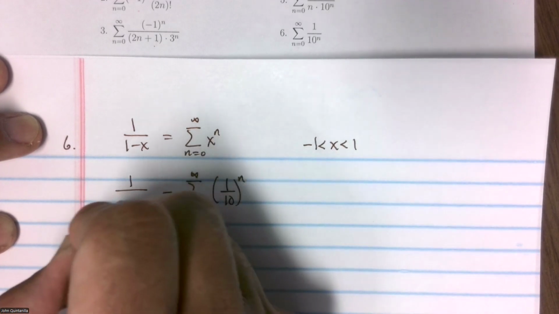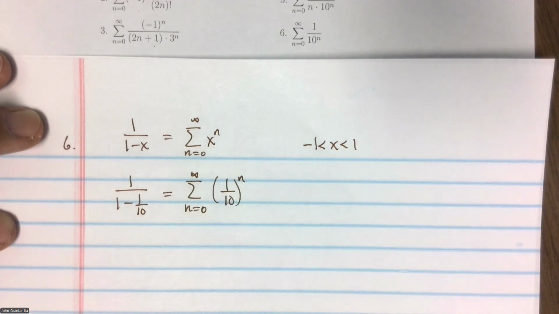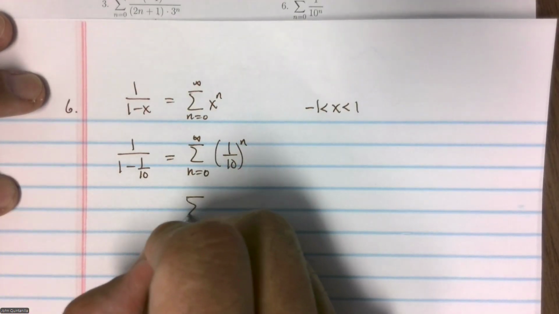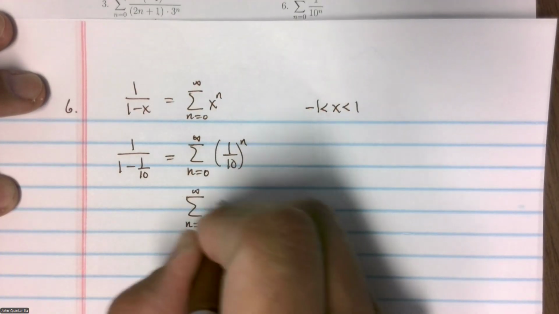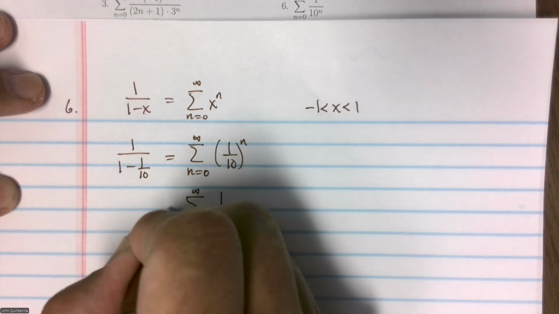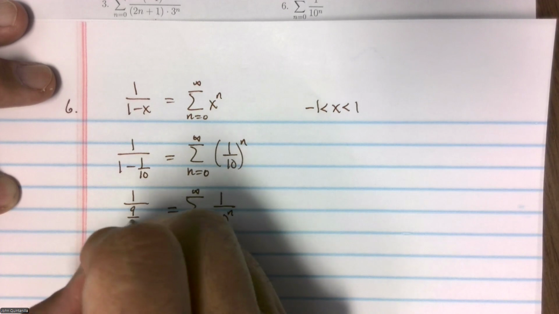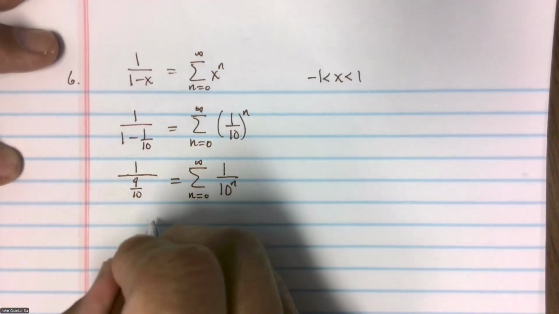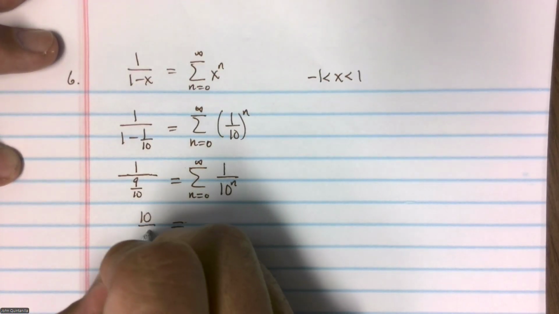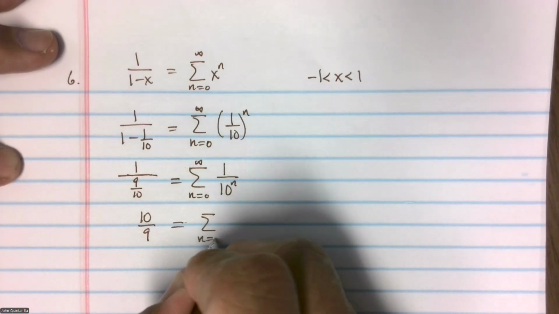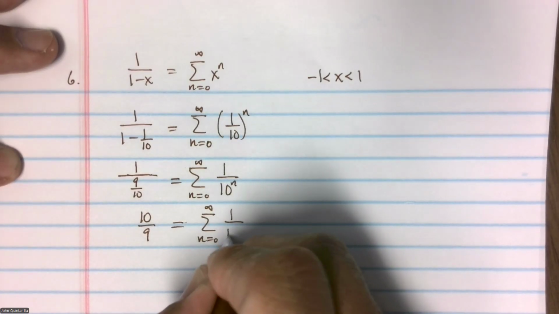this will be equal to 1 over 1 minus a tenth. And so summation n equals 0 to infinity of 1 over 10 to the n is equal to 1 over 9 tenths. Or, of course, that's equal to 10 ninths.